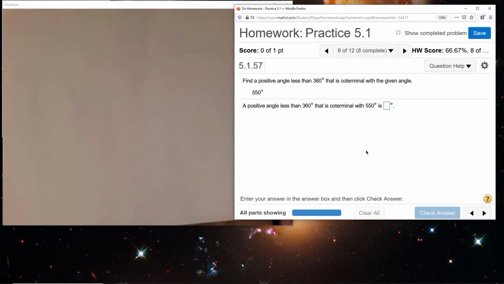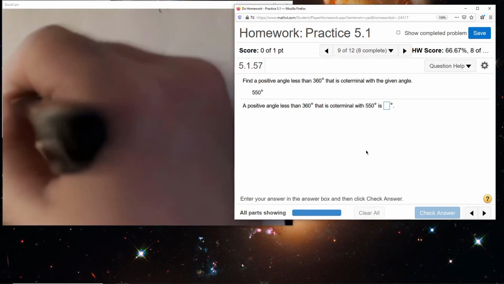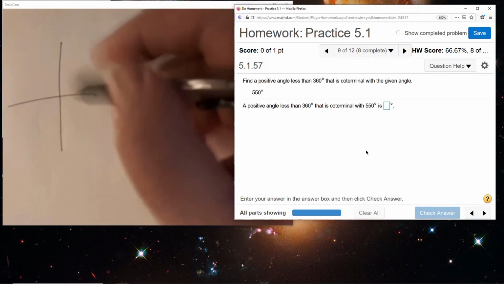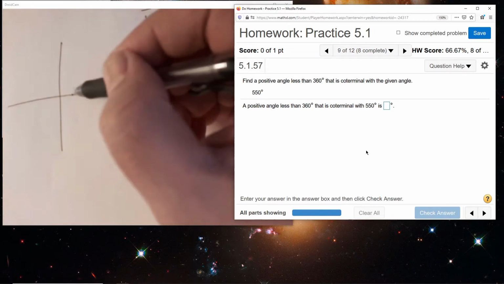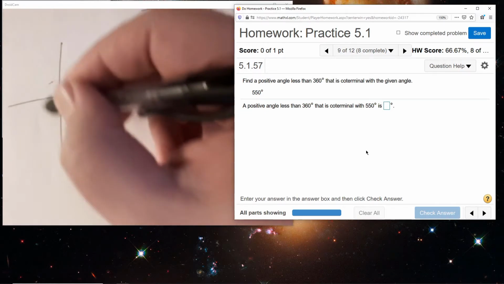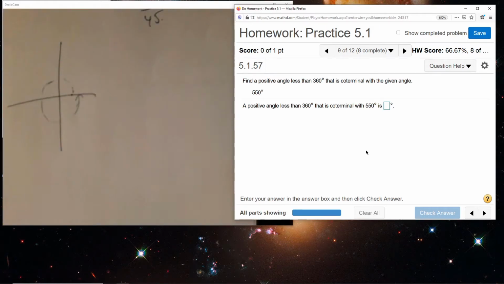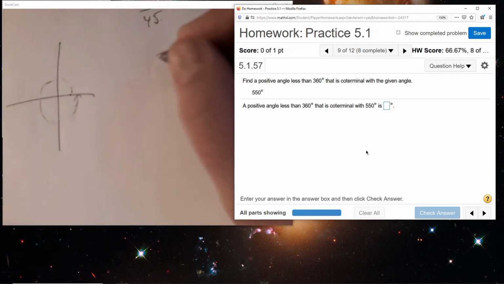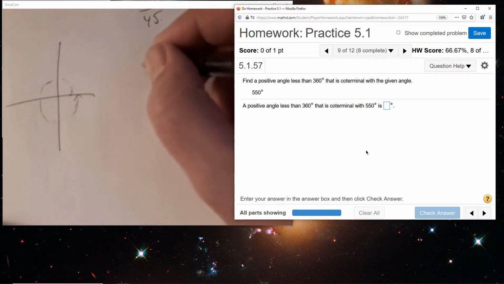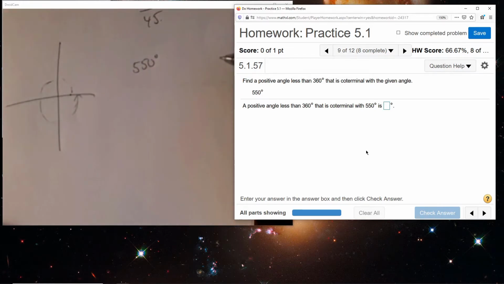So we have find a positive angle that's less than 360. Let me just draw that out. So 360, now it's positive 360, so that means going counterclockwise. So we have to have something that's less than 1 full revolution, and it's coterminal with 550. So 550 degrees. You always want to ask yourself, if you're dealing with an angle, how can you break this down? So for instance, 360 is 1 revolution.